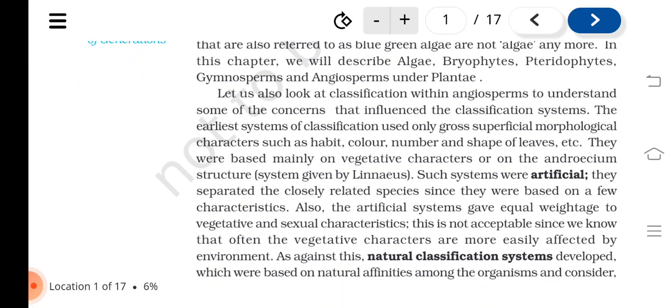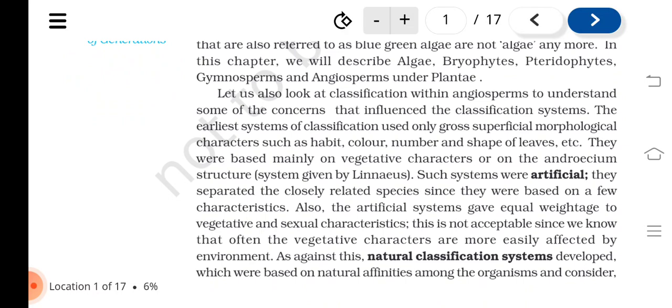Let us also look at classification within angiosperms to understand some of the concerns that influence the classification systems. The earliest system of classification used only gross superficial morphological characters such as habit, color, number and shape of leaves, etc. They were based mainly on vegetative characters or on the androecium structure, a system given by Linnaeus. Such systems were artificial. They separated closely related species since they were based on a few characteristics. Also, the artificial systems gave equal weightage to vegetative and sexual characteristics. This is not acceptable since we know that often the vegetative characters are more easily affected by environment.